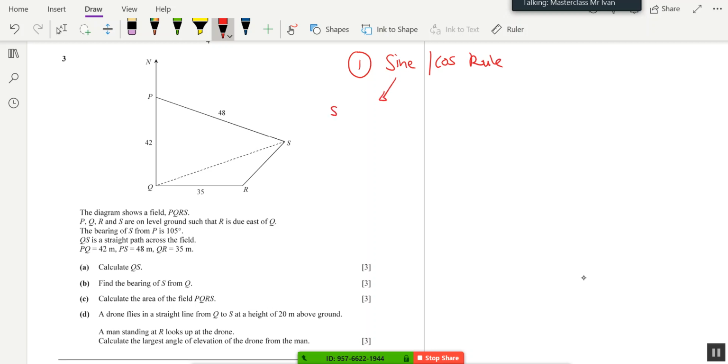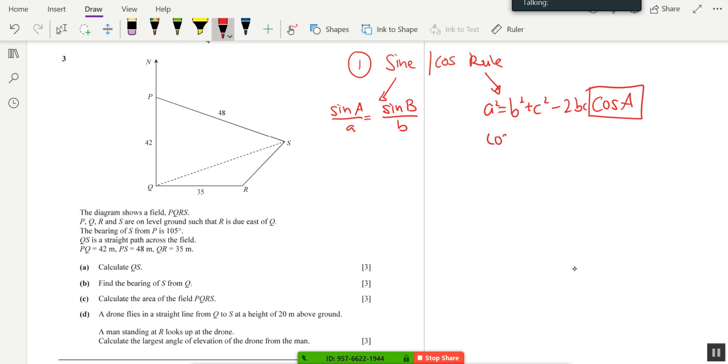Remember, the sine rule is sine A over a equals sine B over b. Or the cosine rule is a squared equals b squared plus c squared minus 2bc cos A. If I want to make cos A the subject, this form is not given, so make sure you know how to use it: cos A equals a squared minus b squared minus c squared over negative 2bc. This is when you want to find the angle.